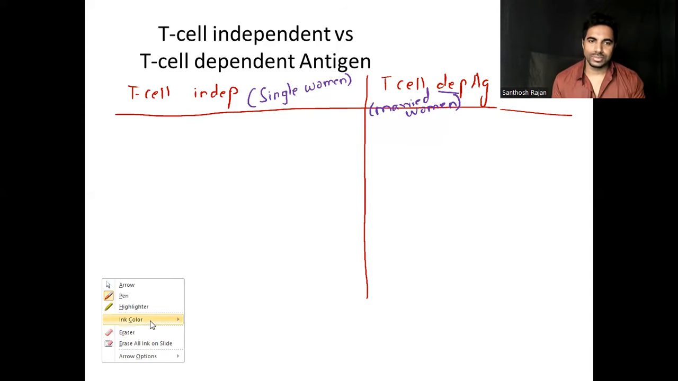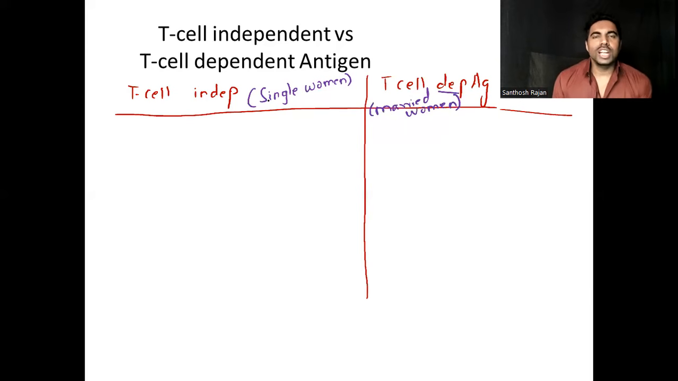Remember like this. A single woman is single, that means a simple life. So these T-cell independent antigens are simple. A single woman's life is very simple, but a married woman's life is complex. So it's a complex antigen. See how I remember it like this only, and I will never ever forget.